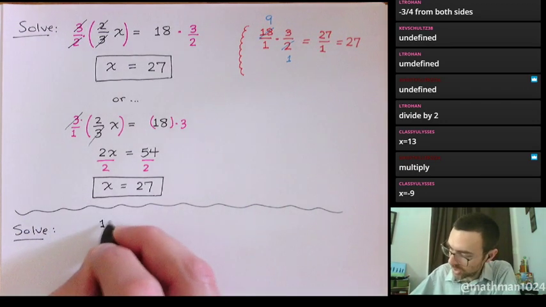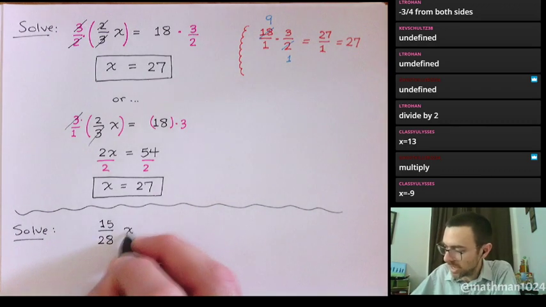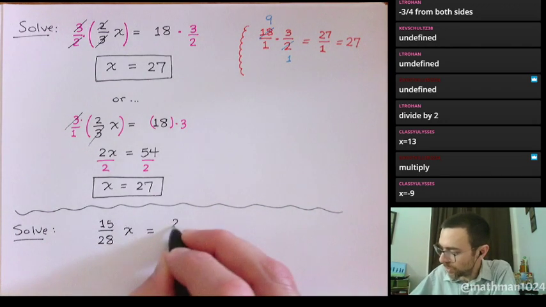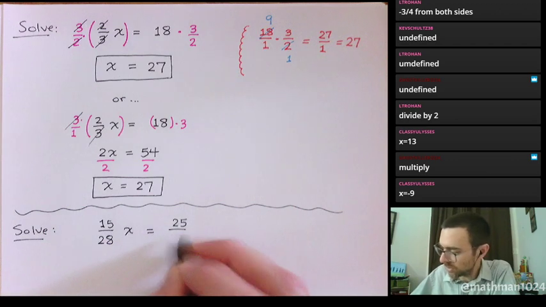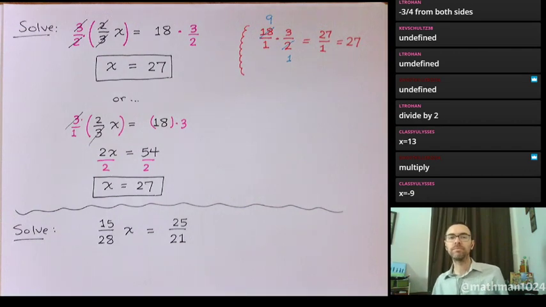All right, so let's take 15 over 28x is equal to 25 over 21. See, now you know we're having fun, right? Fractions everywhere.